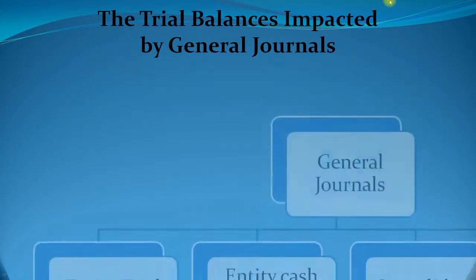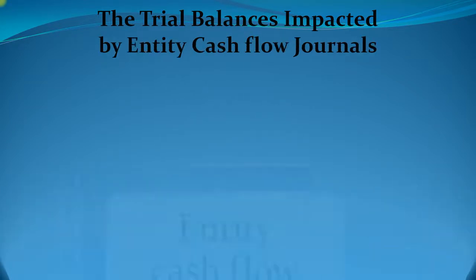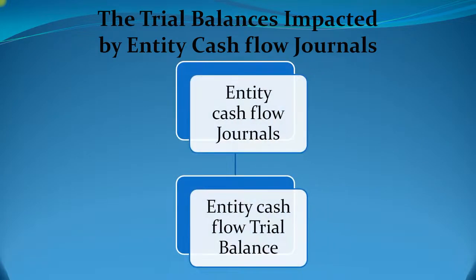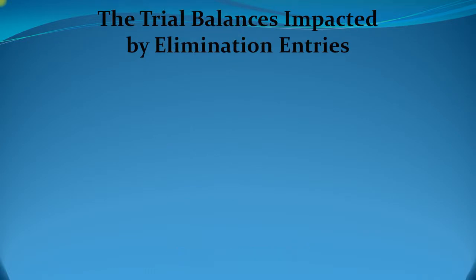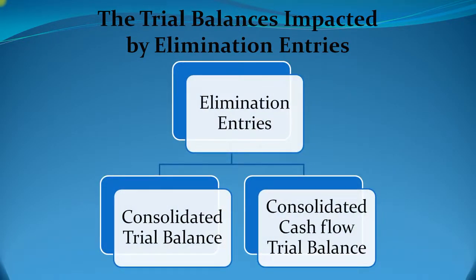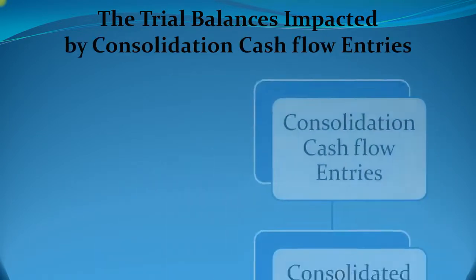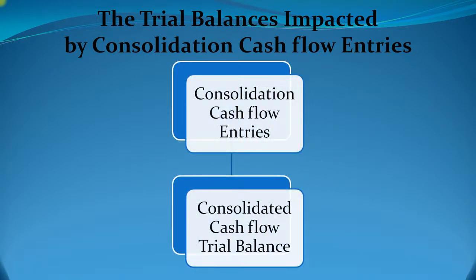In terms of impact, the general journal will impact all 4 trial balances, that is the entity trial balance, the entity cash flow trial balance, the consolidated trial balance, and the consolidated cash flow trial balance. The entity cash flow journal will only impact the entity cash flow trial balance. The consolidated elimination entry will impact both the consolidated trial balance and the consolidated cash flow trial balance. The consolidated cash flow general journal will only impact the consolidated cash flow trial balance.